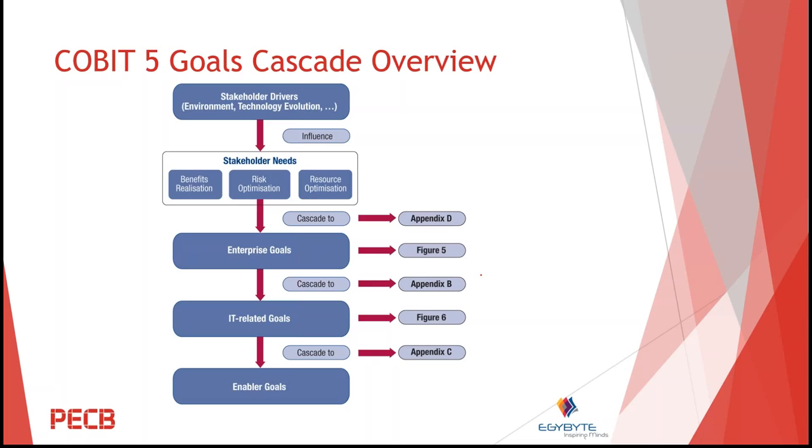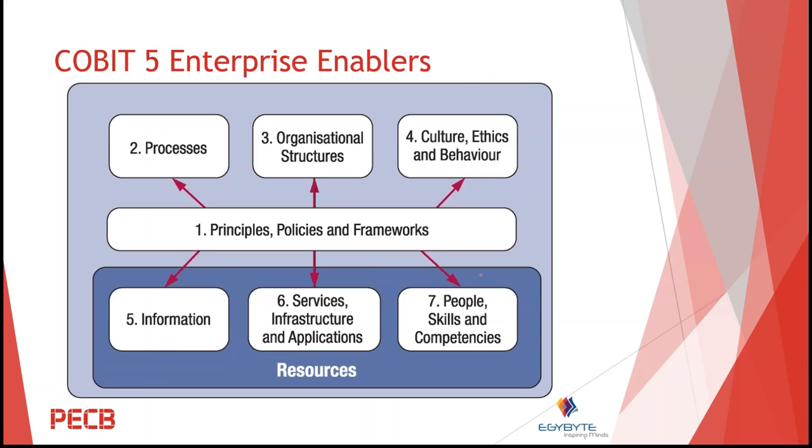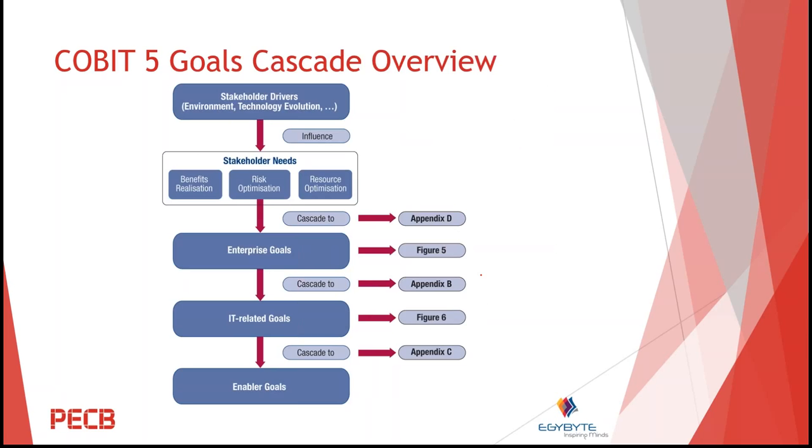And the last step is translating or cascading our 17 IT-related goals, or the subset we have from them, to enabler goals. And as you can remember, we have here all our enablers. Although COBIT5 is concentrating too much on processes, at the same time we can know all the other six enablers in our enterprise. So this is how COBIT5 recommends to implement governance, starting from stakeholder drivers to stakeholder needs, enterprise goals, translated to IT-related goals, translated to enabler goals, which is the simplest language IT people can speak and understand. So now we are translating from business language to IT language in a very simple way, using a lot of effort made by COBIT5 and the team that made COBIT5.